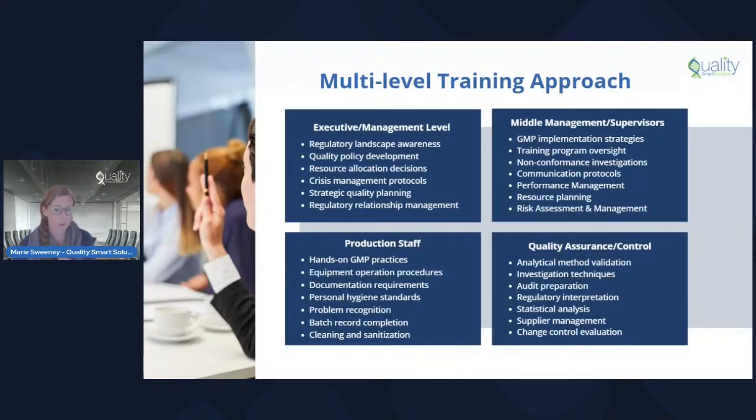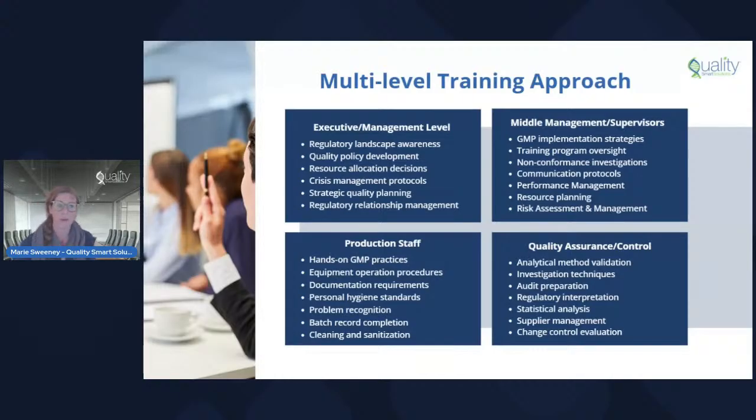You're looking at annual review of your GMP principles, updates on any regulatory changes, implementation of any new procedures that you've had in the last year, and lessons learned from any investigations that were conducted. And then we're looking at specialized role-based training, making sure that you have equipment-specific operational training, quality control analytic procedures, sanitation and cleaning validation, and computer system operation. If they don't know how to use them properly, you can't expect them to implement them properly.